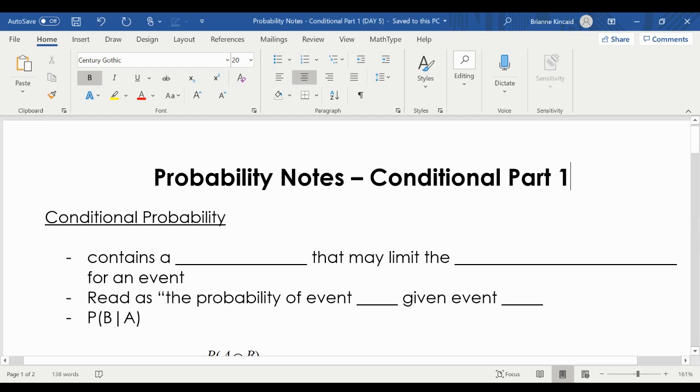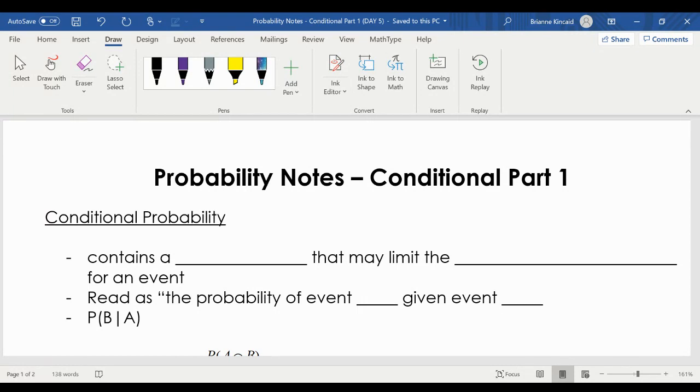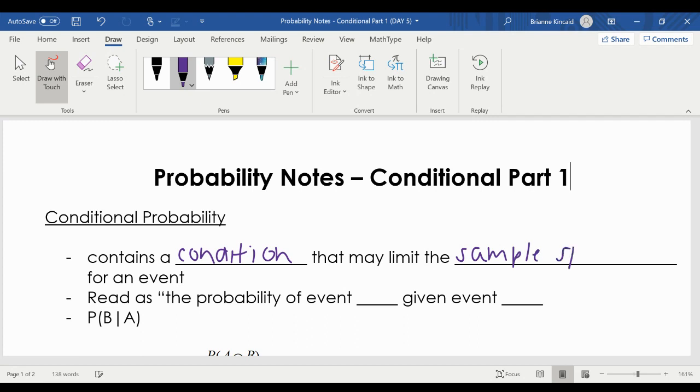Hey everyone, this video is to discuss conditional probability. Conditional probability contains a condition that may limit the sample space. Remember, the sample space is the list of all possible outcomes. So this has something that takes the sample space and makes it smaller, creates a subset, and that's why we call it conditional probability. That condition must be met.